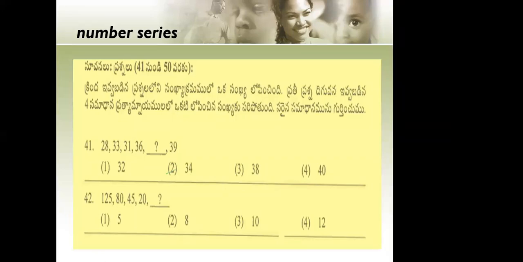36 minus 2, 34 comes. Correct? Okay. 34 plus 5, 39. What is the next one? 39 minus 2, 37. Like the series comes.